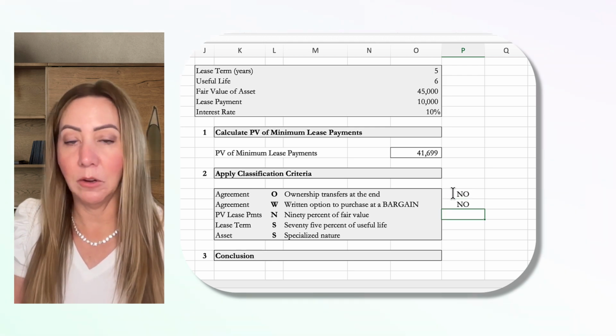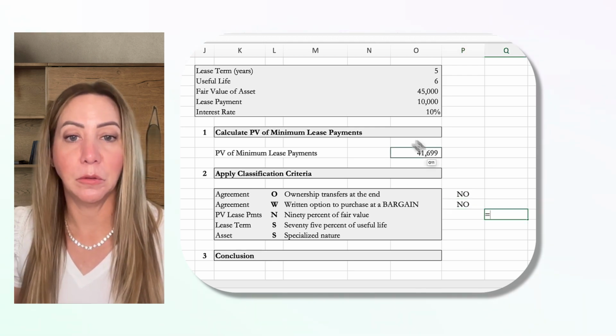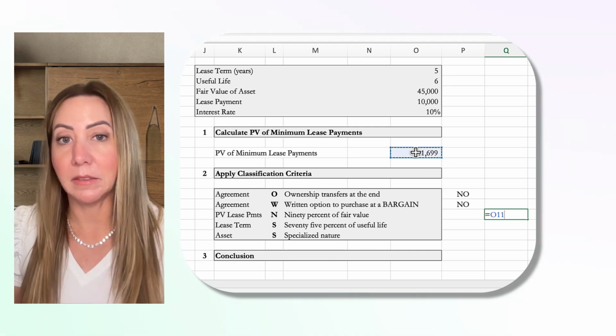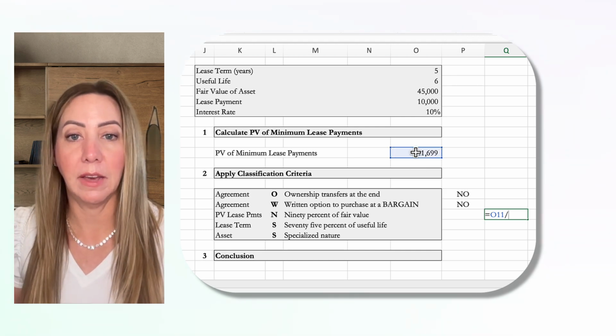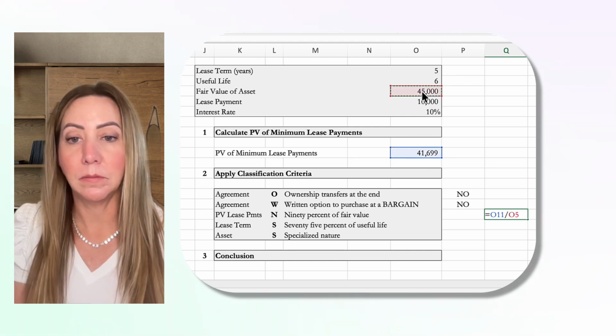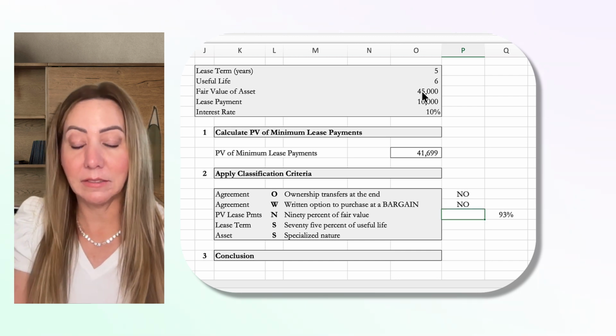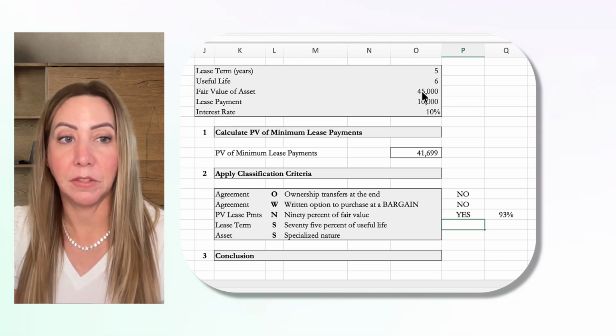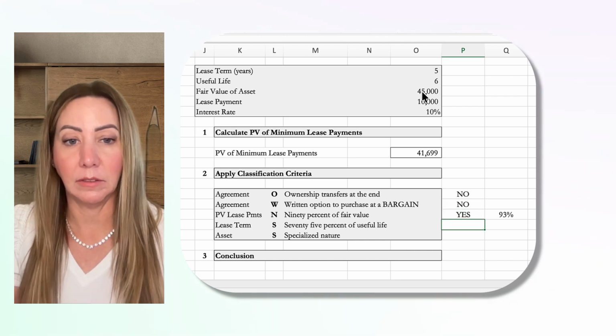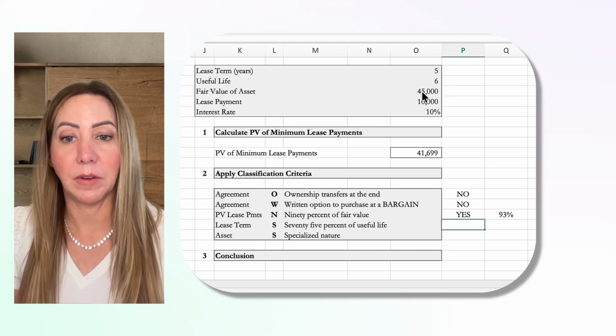And then I need to figure out, is this 90% of the fair value, the present value of the minimum lease payments? Am I essentially buying the asset? So I'll take that and divide it by 45,000. And it looks like, yes, it is. In fact, more than 90% of the fair value of the asset is included in these lease payments that I'll be making over the next 5 years.